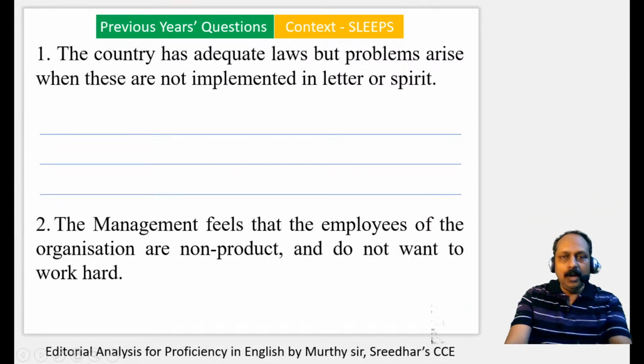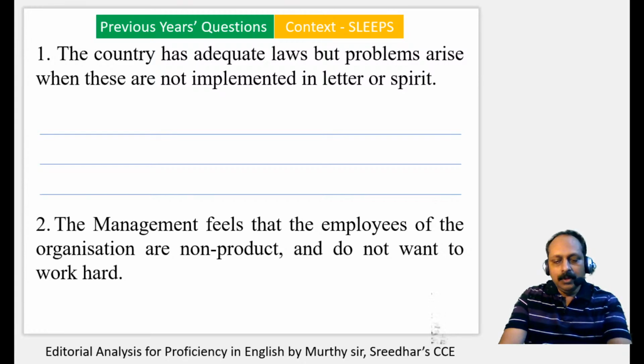Now it is time for you guys to interact. Let us go to the first exercise, spot the errors based on the previous year's papers. Read the first sentence and try to spot the error.